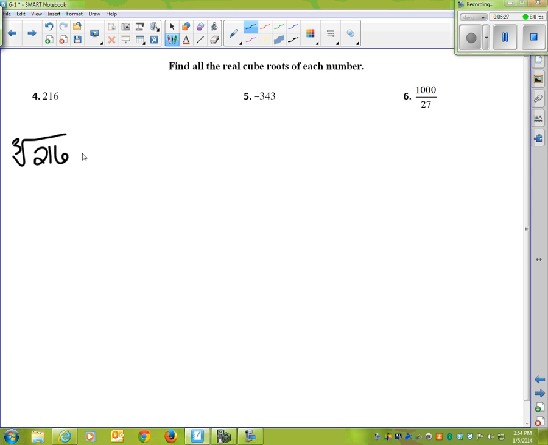In a later lesson, I'll show you, going back to our factor tree, how to solve this. Go ahead and do number 5, negative 343. Push pause and then check your answer. I got that it was negative 7. It's a negative on the inside, so I know my answer has to also be negative.